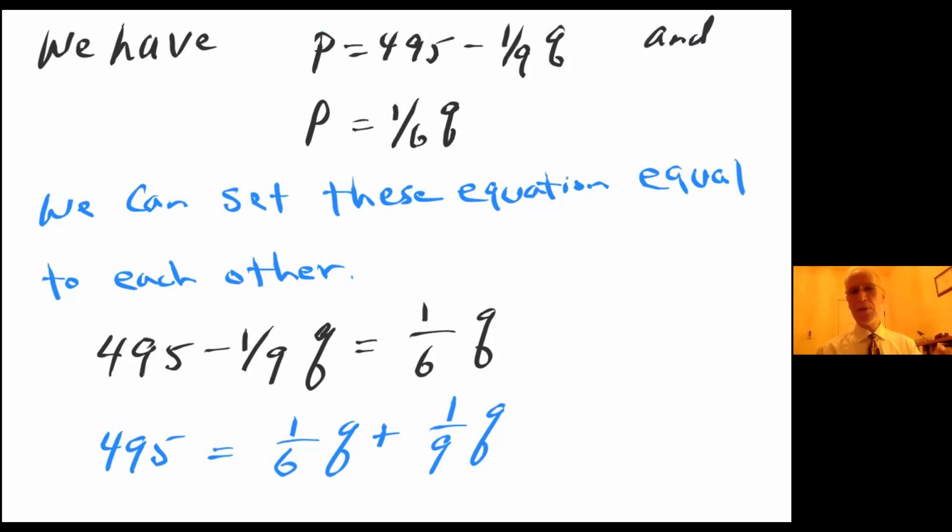Notice that at that point of intersection, this price, this P, has the same value. So this right-hand side has the same value as this right-hand side, and I can set them equal to each other. So 495 minus 1/9 of Q equals 1/6 of Q. And add 1/9 of Q to both sides of this equation to solve.